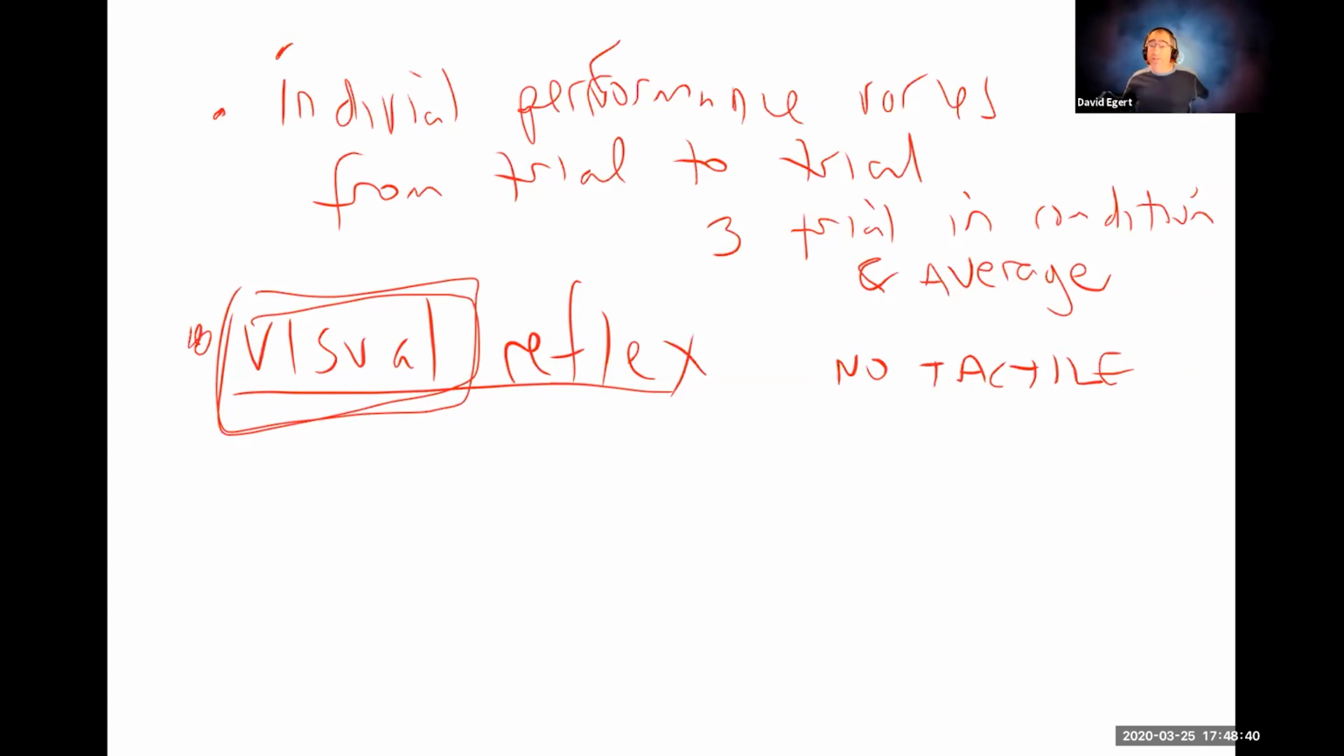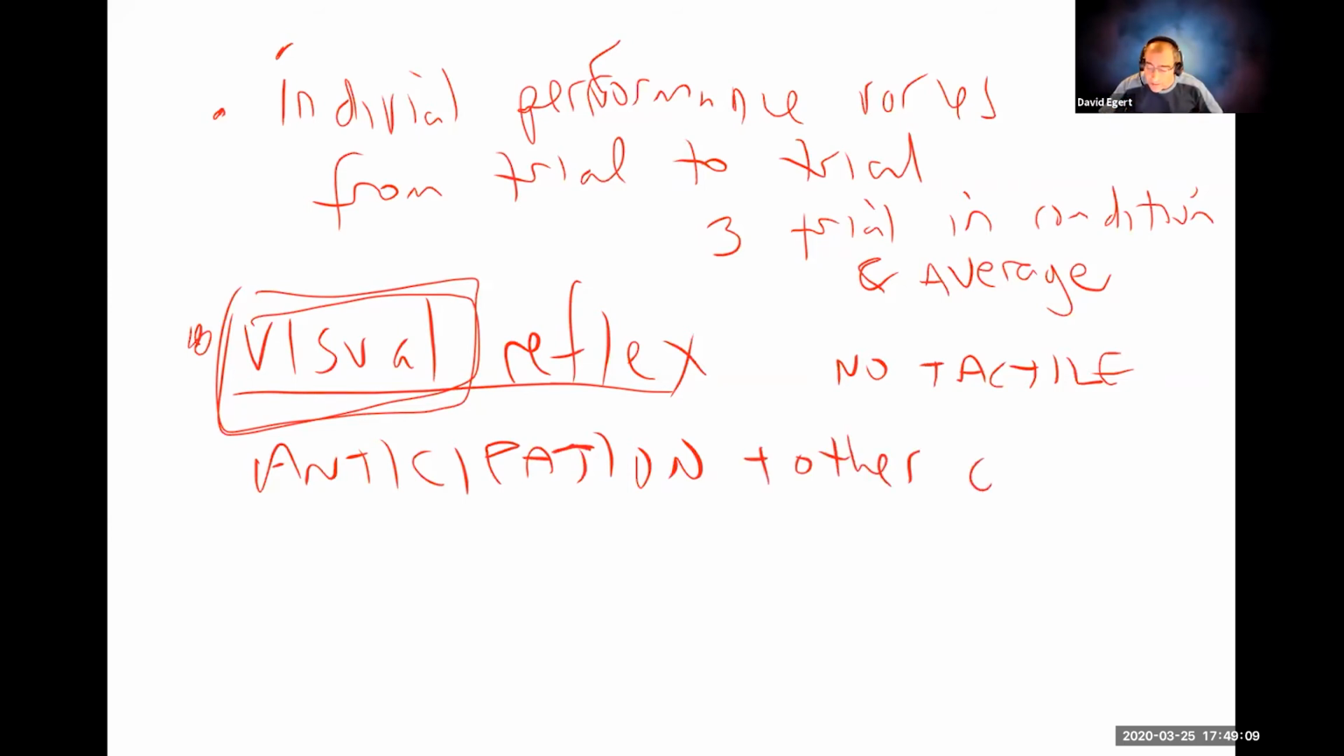You also don't want them to anticipate. Right? If you say, okay, ready, go, they might just be grabbing because of the go or because of your little twitch or whatever. So how do we make sure that it's the visual reflex and not some other clue that is triggering the reflex?